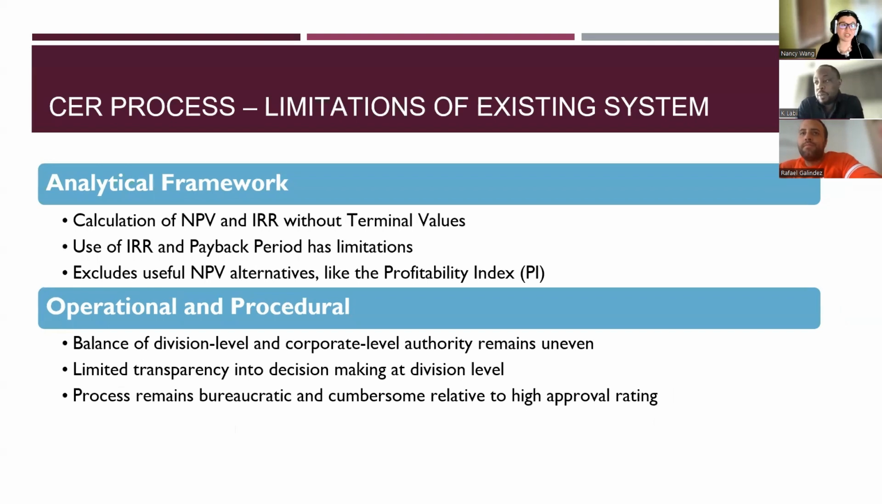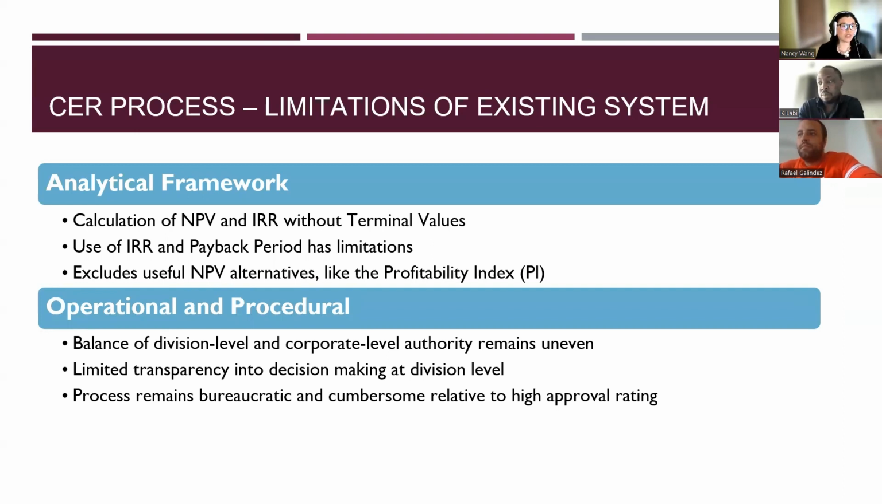Now, I mentioned there are some limitations to the existing system, like with the analytical framework. While I said that NPV and IRR are great financial measures, there are limitations to both and how you use them. For example, when you calculate NPV and IRR using cash flows that are only 5 to 7 years out without a terminal value, you risk rejecting high-value projects that return significant cash flows in later periods. There's a similar issue with using the payback period. It favors projects that just pay you back quickly, but ignores value maximization. Now IRR, while it doesn't have the shortcomings of payback period, is still limited because you can't use IRR to rank projects.